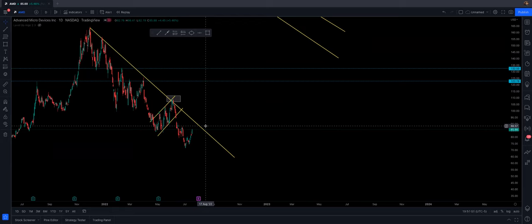Yeah, secondary and primary. I trade, just being honest, guys, I trade mostly the secondary trends, like I said, because they happen a lot quicker. I'm not really a long-term person.